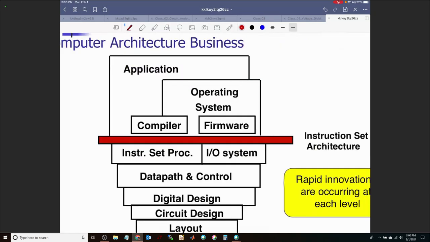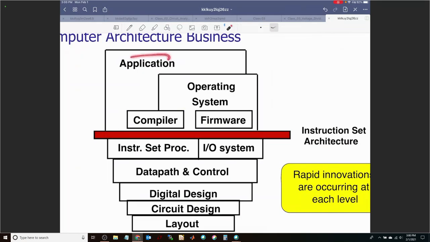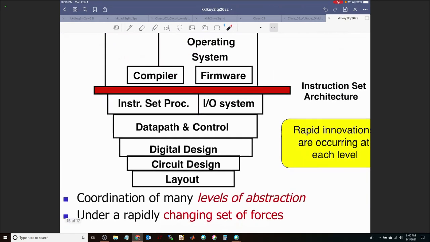Right. So here is your application that is running on an operating system, and below the red line you have all the hardware, right? Data path, control, digital design, circuit design, layout, all of that is hardware. And the lowest level in your software, where does it interface with the hardware? That's right there. That's where your instruction set architecture is, right? It's an abstraction that includes all the machine level language for the hardware to work on.